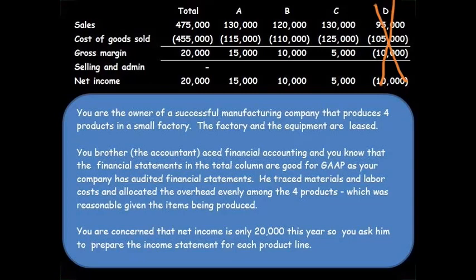Well, I'm going to suggest that a prudent person sitting in that boardroom looking at these numbers would say, let's stop producing product D. We're losing $10,000 on it. Let's get rid of product D, and just by doing that, we can increase our net income by $10,000. Let's look further into that statement and into the results.